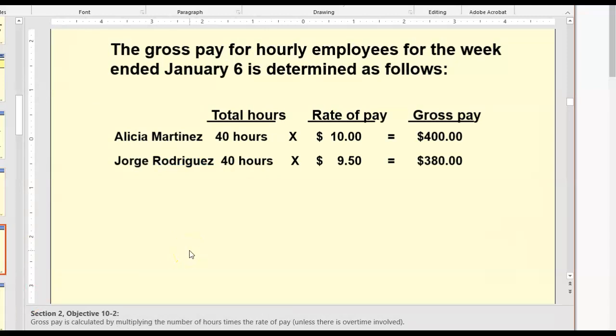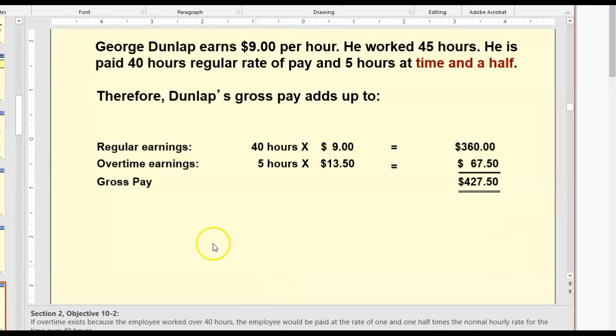Somebody works 40 hours a week at $10 an hour. It's $400. Easy enough. Overtime would be multiplying it by time and a half. So time and a half, which is $9 times 1.5, is $13.50 an hour. So if you did 5 extra hours of overtime, you get paid $13.50 an hour instead of $9 an hour. And you can compute that as well.